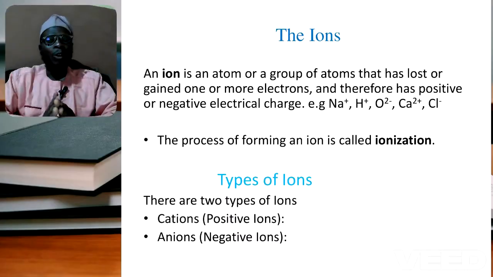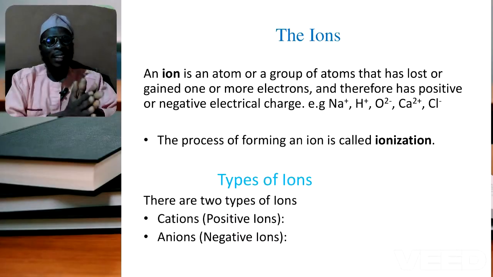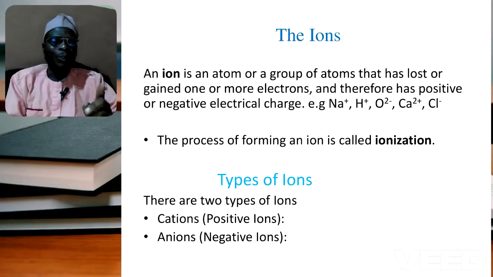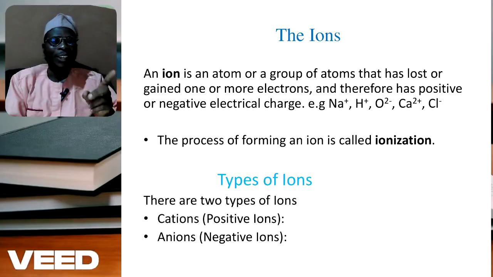So when they write the elements, the atom elements, they put charges, either positive or negative, in front, so we call it an ion at that time. So let's take for example Na+. You know Na is sodium, but this one carries a positive charge, so we call it sodium ion. Hydrogen ion, oxygen ion, calcium ion, chlorine ion.